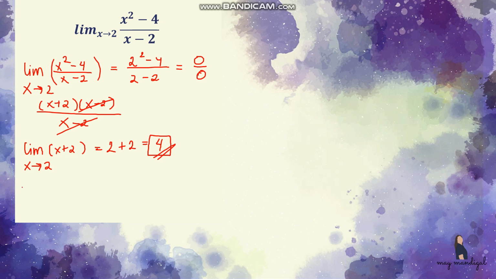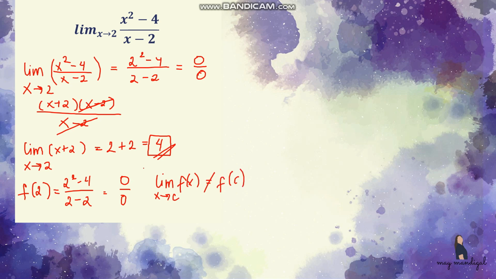Now, if we get f of c, or f of 2, like what happened in the first part of our solving here, if we do substitution, we will get an indeterminate, 0 over 0. So this means the limit of our function this time, f of x as x approaches c, is not equal to f of c, because we're not actually able to get a value for f of c. It's indeterminate. Now what does it mean?